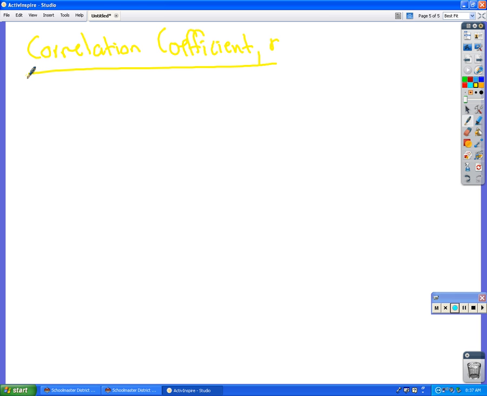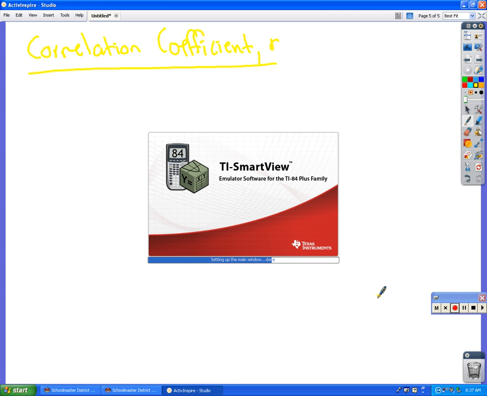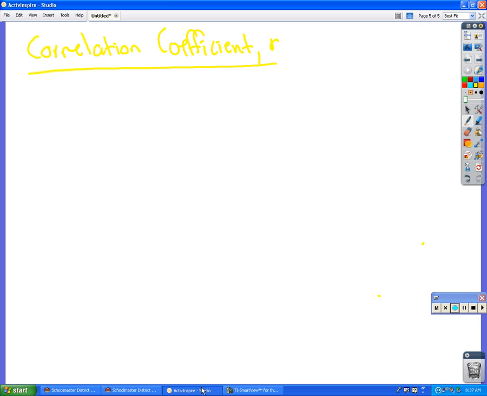So the correlation coefficient, which is the letter R, tells us what type of correlation there is with the data. Yep, it's just called R. And so here are the things to know about the correlation coefficient. First of all, R is always going to be in between -1 and 1.